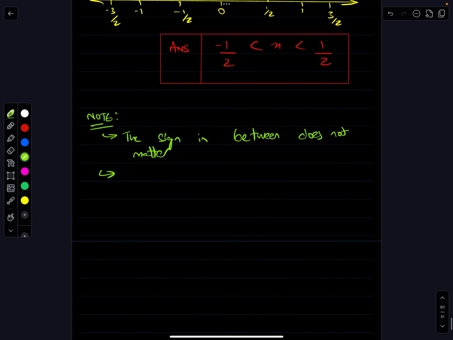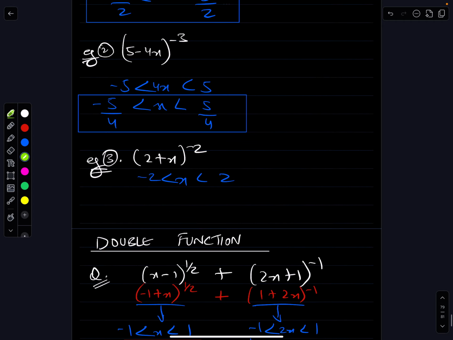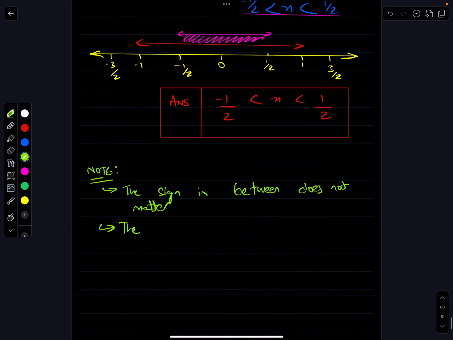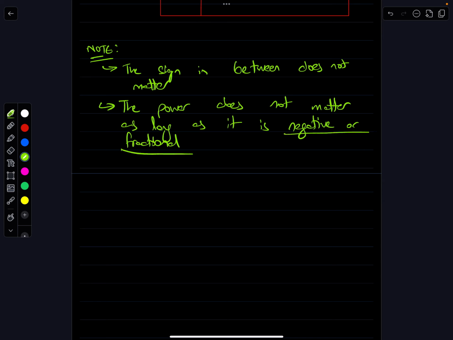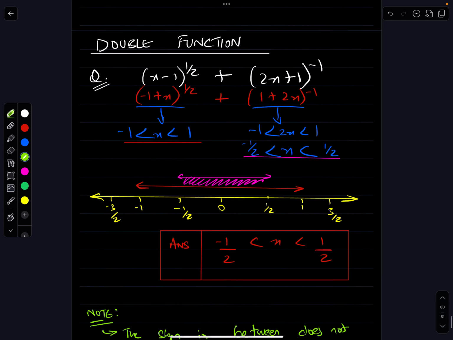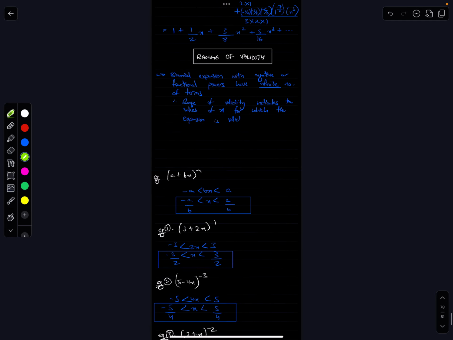Alright, and then the power does not matter, as we did not consider the power in any case, as long as it is negative or fractional. Because only if we have a negative or fractional power do we have an infinite number of terms, and then only will range of validity be applicable. And that's it, and you're good to go.